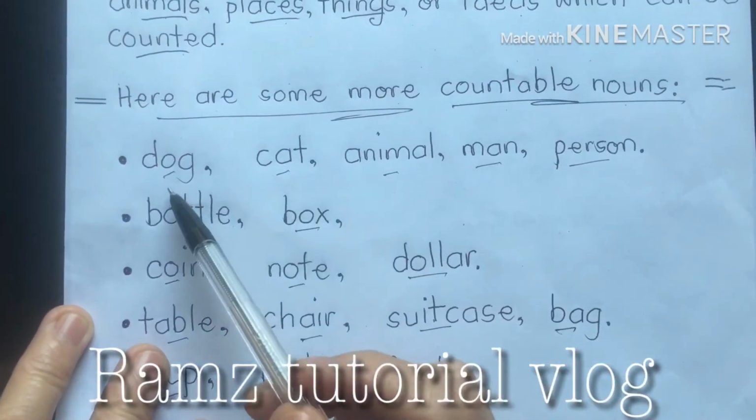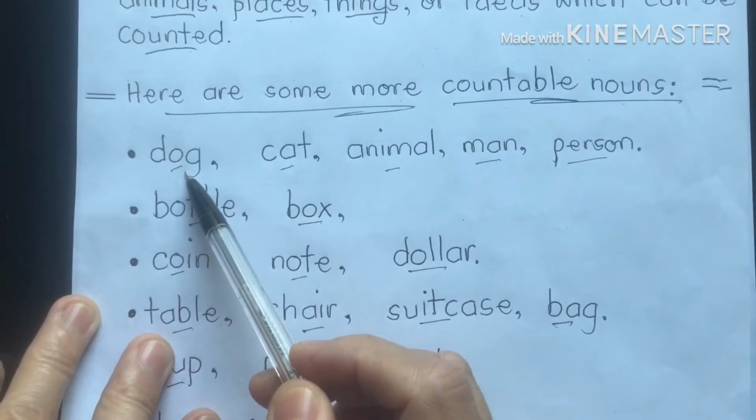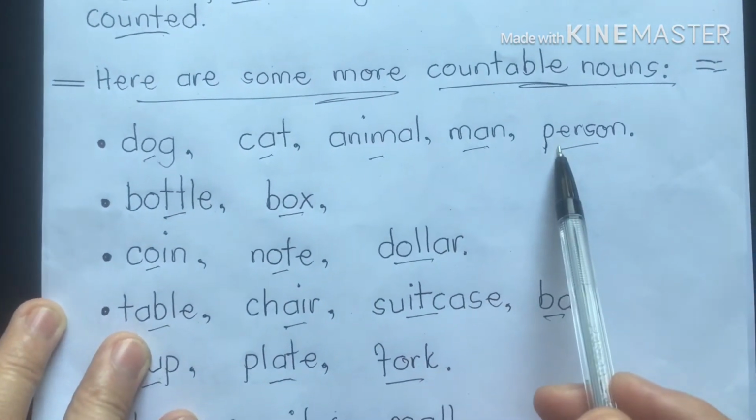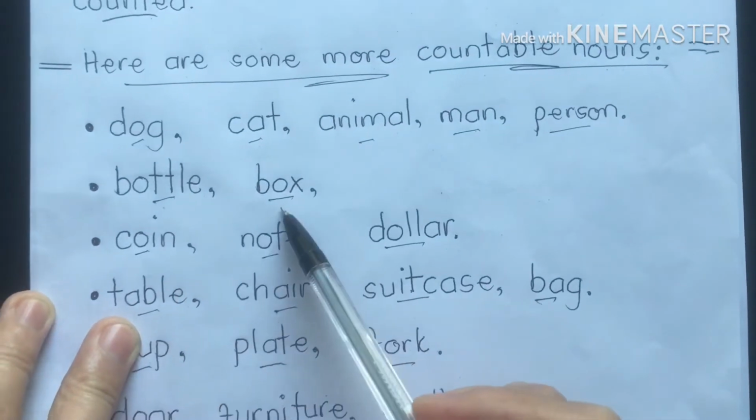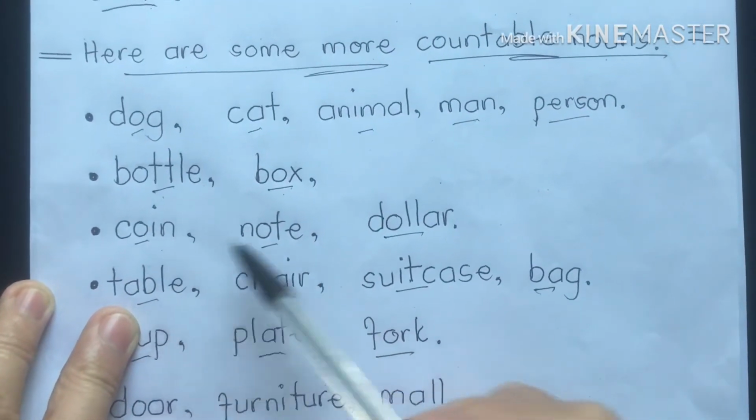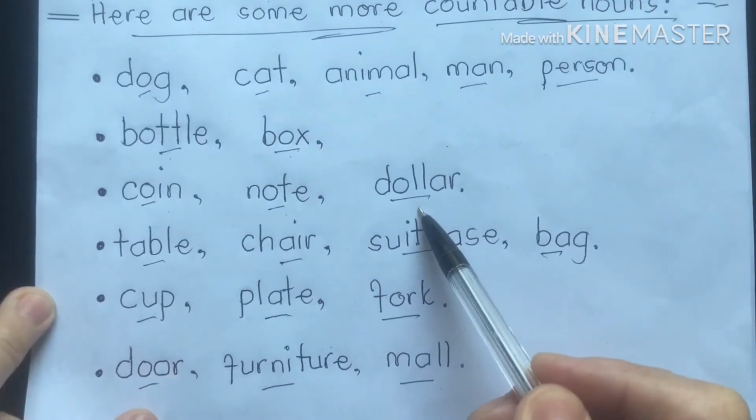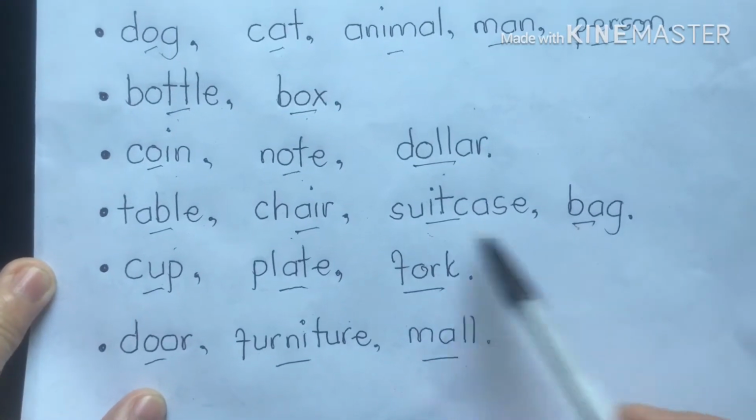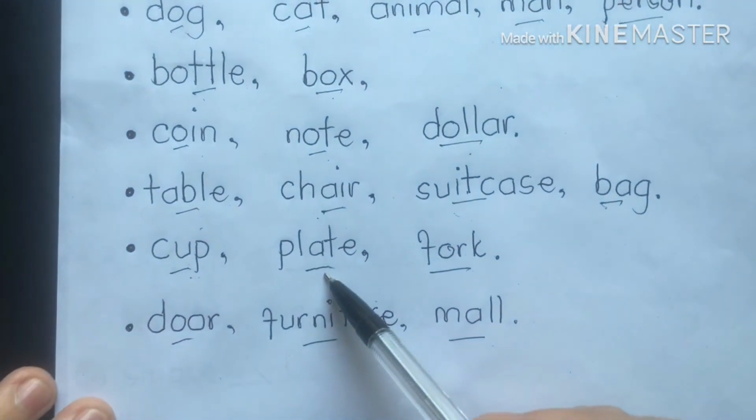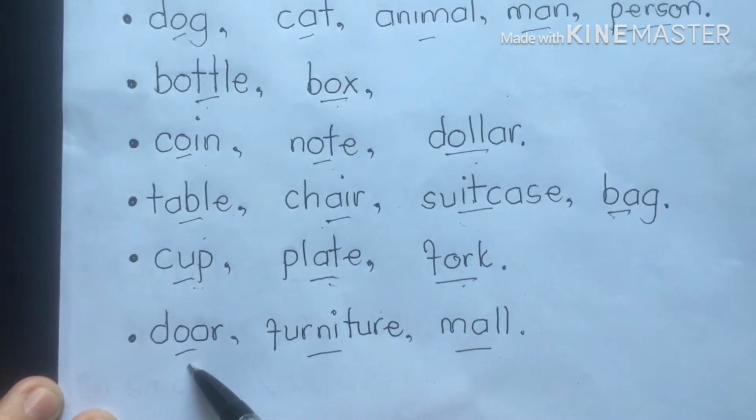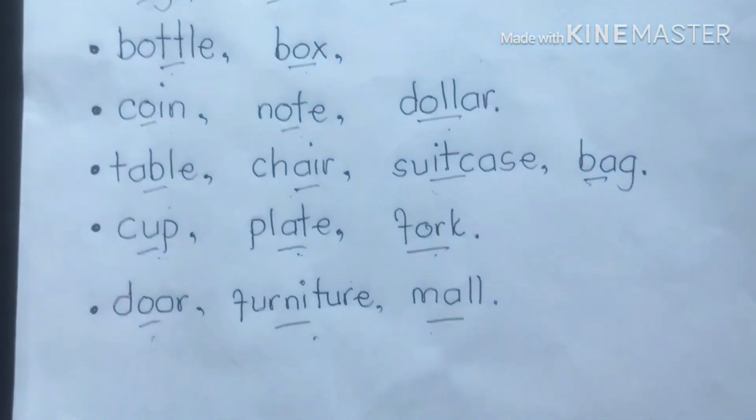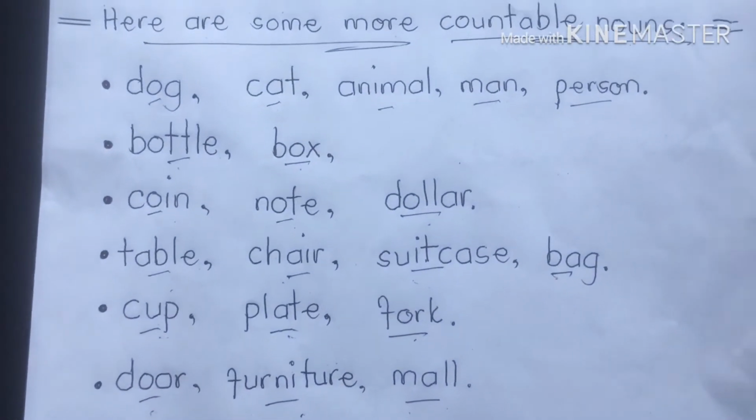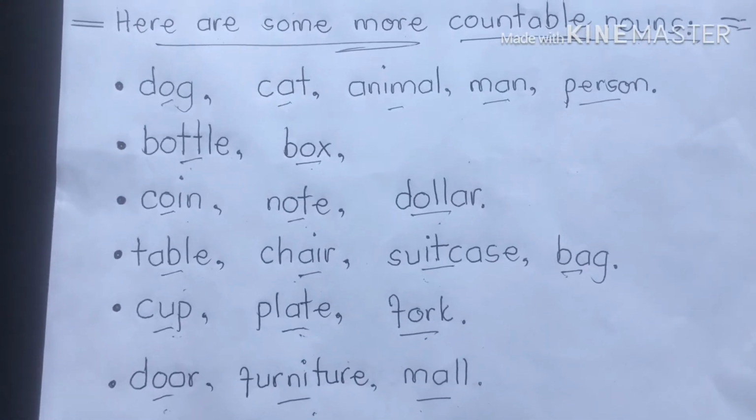Very common examples. We have dog, we can count it. Cat, animal, man, person, bottle, box, coin, note, dollar, table, chair, suitcase, bag, cup, plate, fork, door, furniture, or mall. These are things that we can count. Why are we going to discuss, my dear students, count nouns?